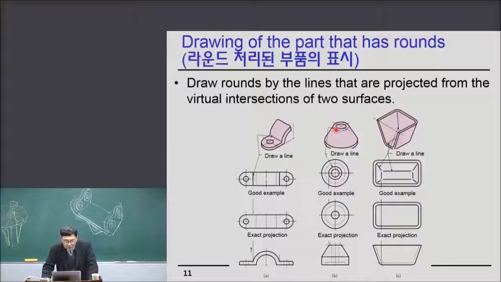So, for example, this corner is rounded. For the top view, if you try to apply perfect projection, since this is a rounded corner, it doesn't have any exact edge. So if you satisfy perfect projection, then no circle has to be drawn. But from this projection and this projection without any circle here, it makes confusion to understand the real 3D shape. So in that case, a circle has to be included.